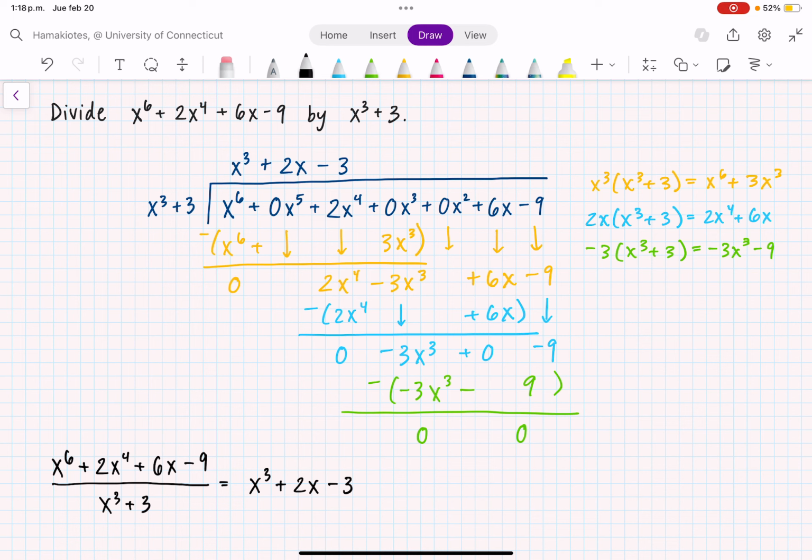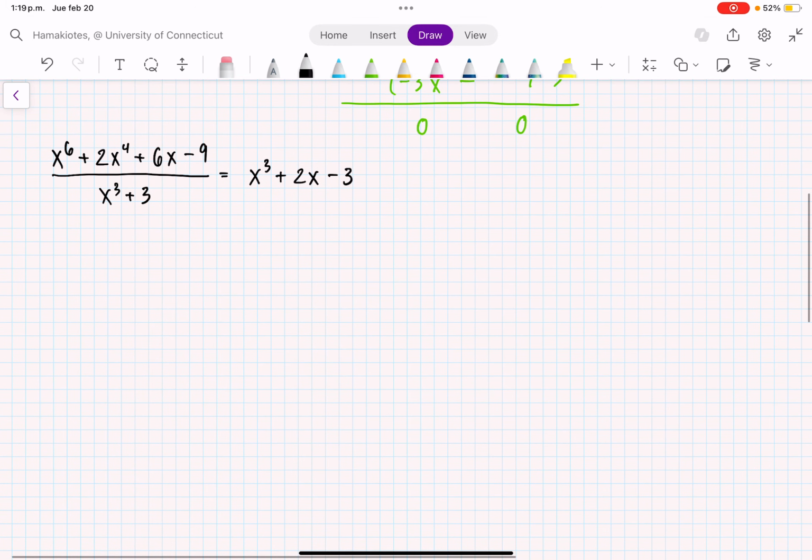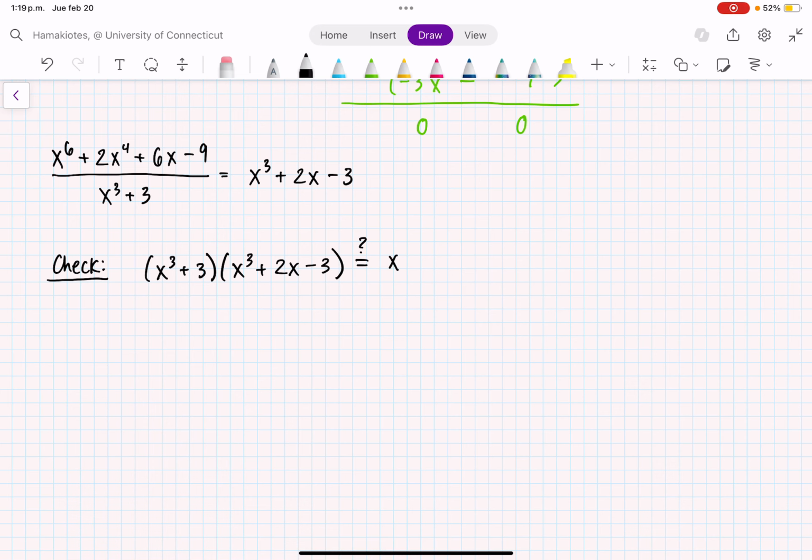However, whenever you're doing polynomial long division, it's always a good thing to check your work. So let's see if we check our work and get the right answer. So how do we check our work? Well, we can do a check by just multiplying x cubed plus 3 by what we got, x cubed plus 2x minus 3, and checking to see if we actually do get x to the 6th plus 2x to the 4th plus 6x minus 9.